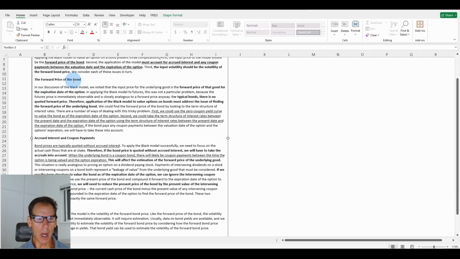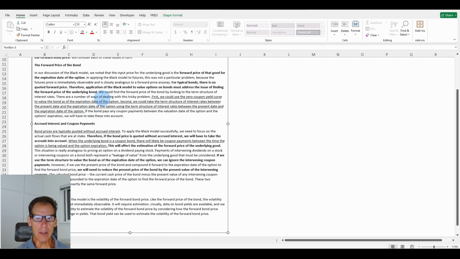The forward price of the bond. In applying the Black model to futures, this is not a particular problem because the futures price is immediately observable and is closely analogous to a forward price anyway. For a typical bond, there is no quoted forward price. Therefore, application of the Black model to value options on bonds must address the issue of finding the forward price of the underlying bond. We could find the forward price of the bond by looking to the term structure of interest rates. There are a number of ways of dealing with this tricky problem.